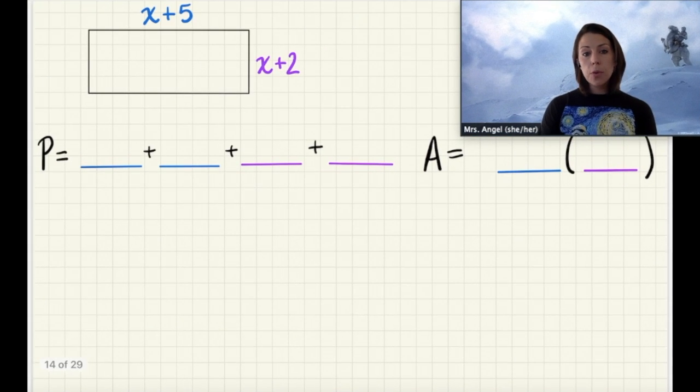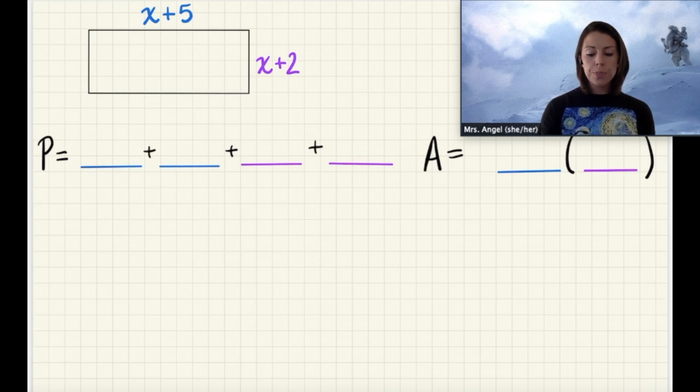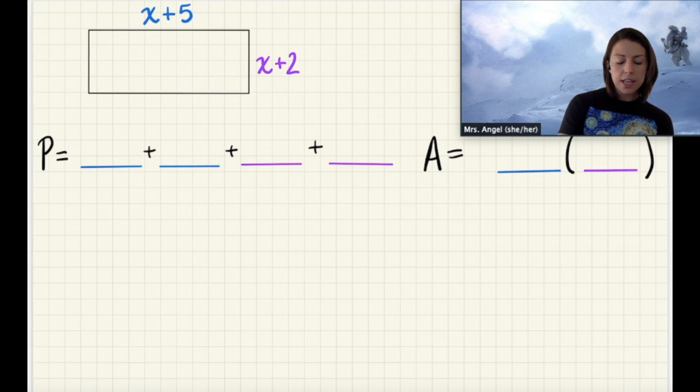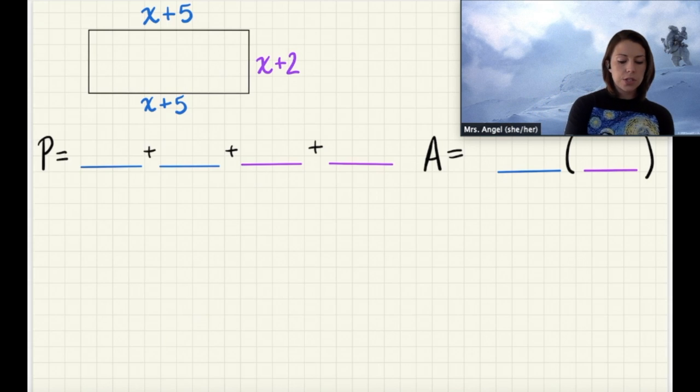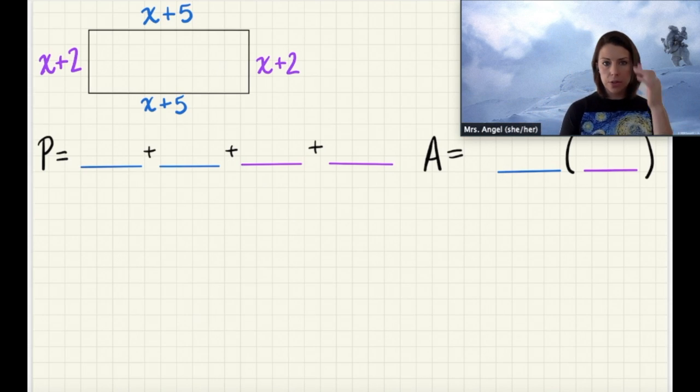All right, example 1. So we have a rectangle, and it appears that our length is x plus 5, and our width, or sometimes called our height, is x plus 2. So the first thing that I'm going to do is fill in the other two side lengths of this rectangle. So I know that if the length on the top is x plus 5, the length on the bottom is also x plus 5. And if the width on the right is x plus 2, then the width on the left is also x plus 2. And that's the most commonly made mistake in perimeter, is to forget about those other two.